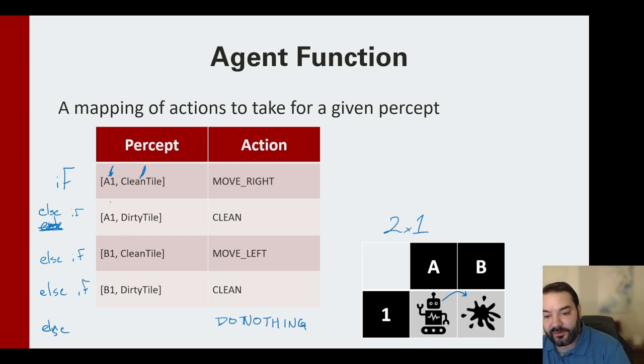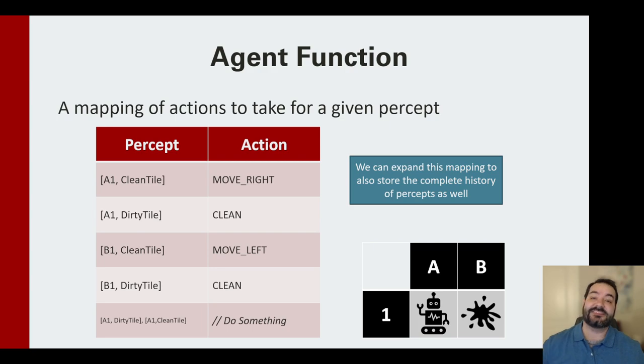If, however, A1 had been dirty, well, here's that same dirt pile or that oil slick or whatever we've got in that space. Our agent sees it. Clean this tile. Same kind of thing. Now we've moved our agent over to B1, if it sees that that's a dirty tile, clean it. If it's not a dirty tile, move it right on back over to A1. And you can see it's very similar to a finite state machine, going back and forth between these two tiles.